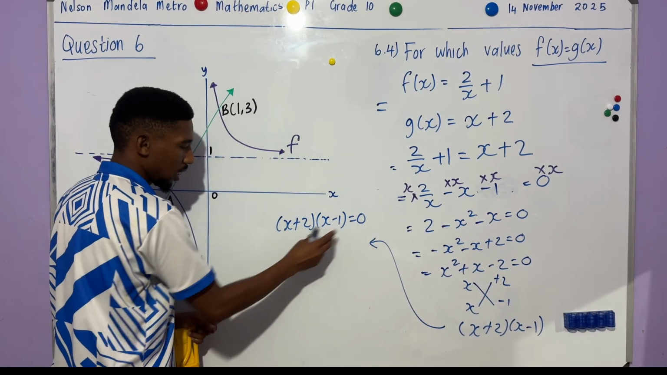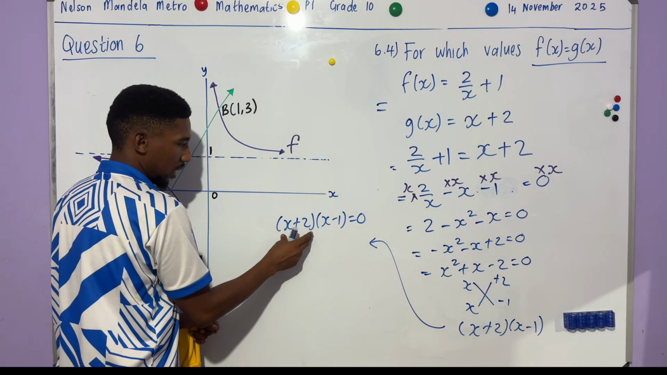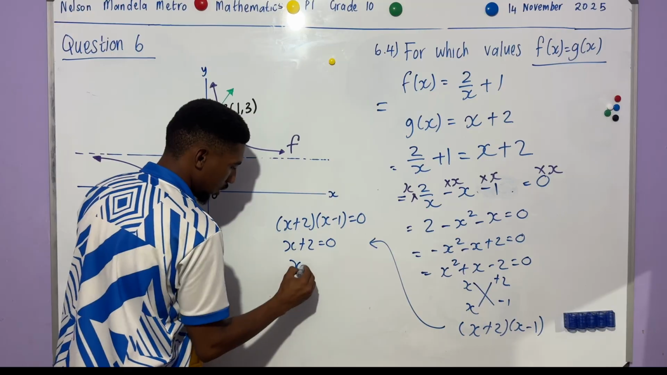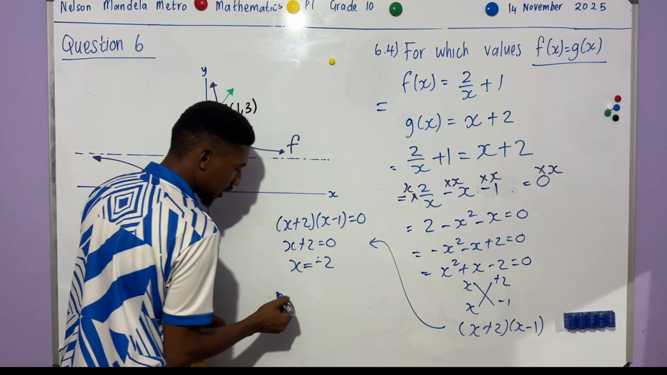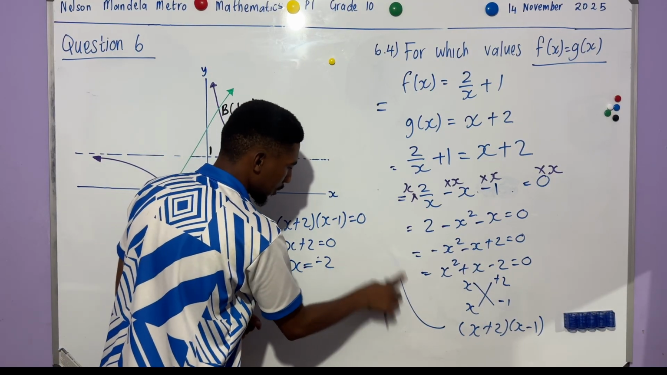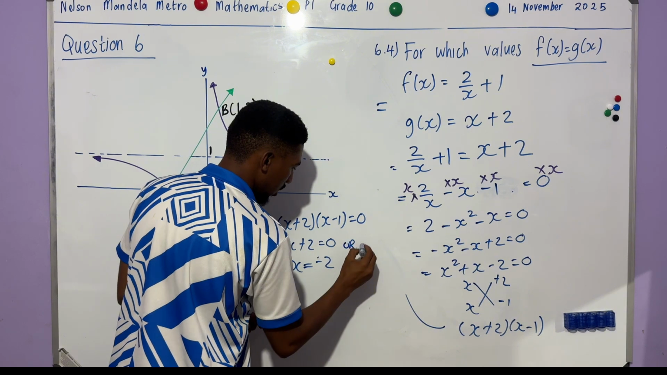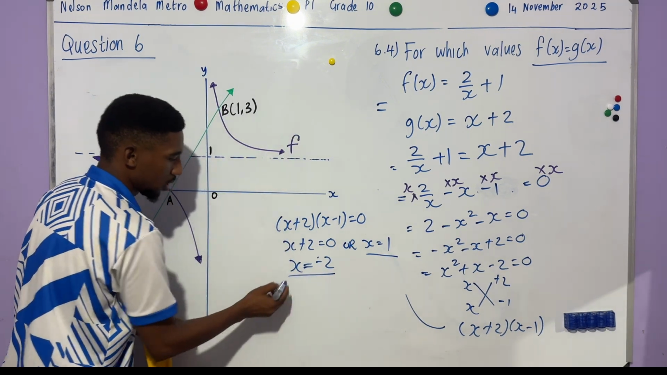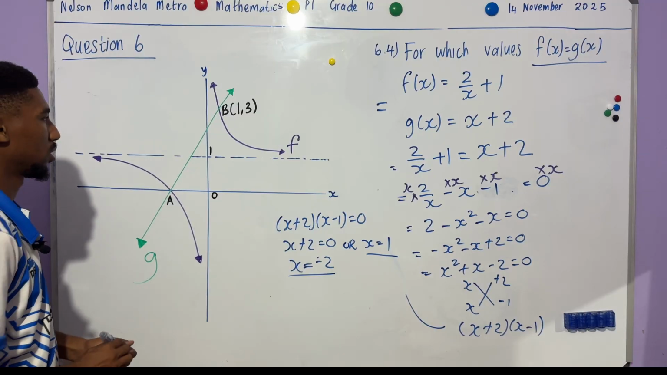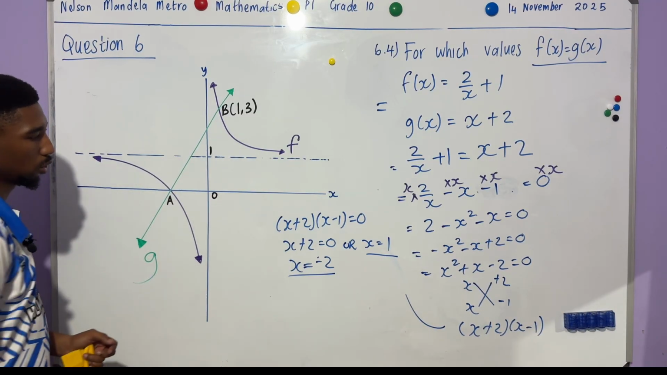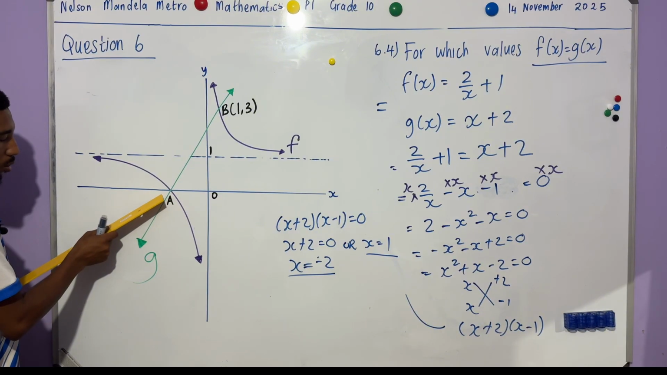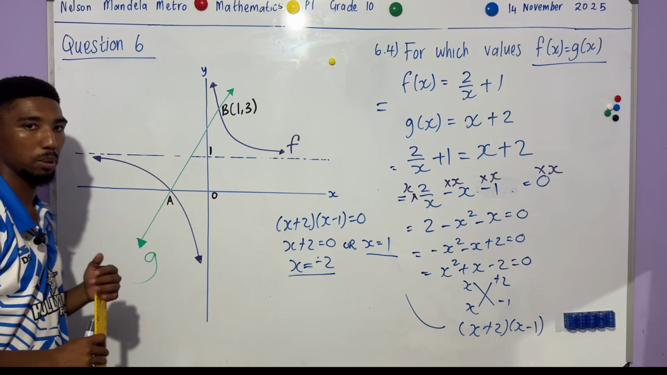Let's not forget that. I solve the first bracket: x plus 2 equals 0. Take the 2 over, x equals minus 2. Or I look at the second bracket and take the 1 over, so x equals 1. So those are my two values. My first value, I could see x is equal to 1. That's how I know I'm on the correct track. But the x over here, for A, would be minus 2.